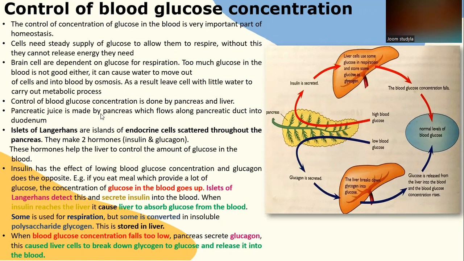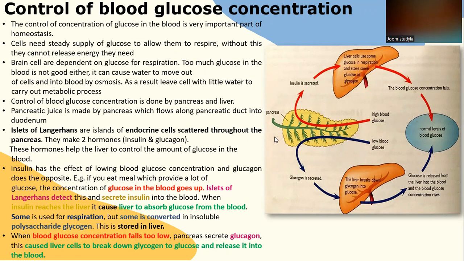Pancreatic juice is made by the pancreas, which flows along the pancreatic duct into the duodenum. Islets of Langerhans are islands of endocrine cells scattered throughout the pancreas. They make two hormones, which are insulin and glucagon. These hormones help the liver to control the amount of glucose in the blood. So, refer to this diagram. Insulin has the effect of lowering blood glucose concentration, and glucagon does the opposite.